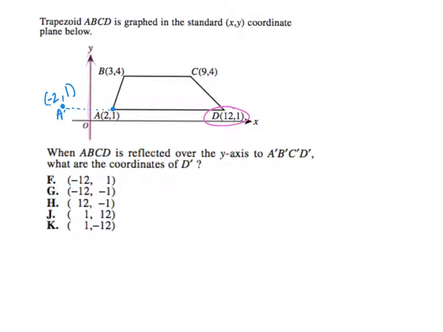So for D here, if we were to reflect it, the y value wouldn't change. The y value would still be at 1. So I'm looking for an answer where the y value for the reflected D is still 1. That means I've narrowed down all of the answers except for F. And it looks like that idea holds true because if this is 12 units to the right, you're going to have to go 12 units to the left, which would make it a negative 12. So I really think that F here is the answer.